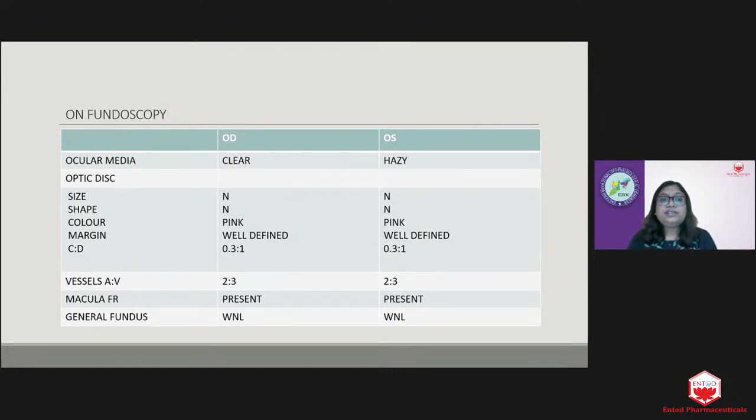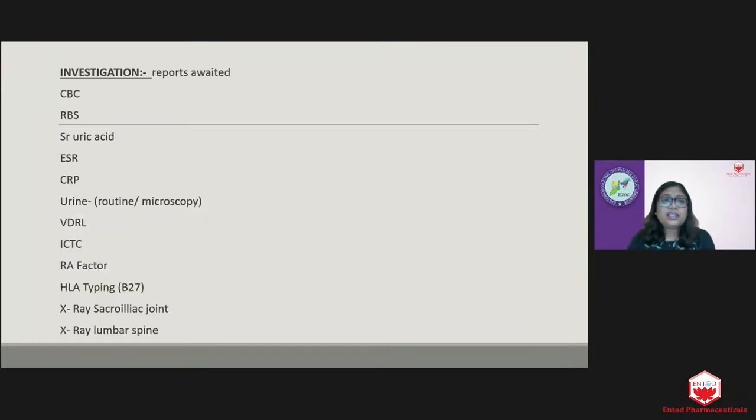In the left eye, the ocular media was hazy, but optic disc size and shape were normal. Color is pink, margin well defined, CD ratio was 0.3:1, vessels AV ratio is 2:3, macular reflex was present, general fundus was within normal limits.